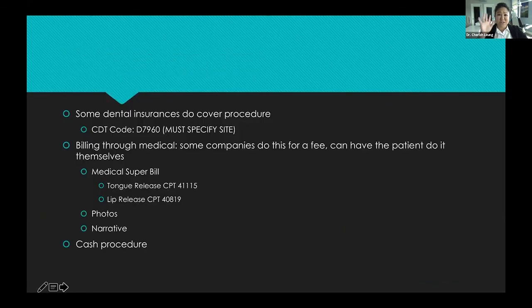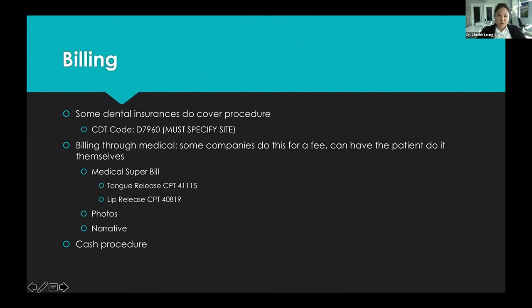So billing and coding, I'll just touch on super quickly. You can do it under dental insurance. Some do cover it. I can't discuss fees here, so if you have any questions, I'm happy to provide guidance for you personally. But basically, they do tend to cover it at a lower rate than medical insurances do. But it is a procedure that you can bill under medical as well. If you're going to bill it under dental, your CDT code is D7960, but you have to specify the site on your form. So make sure you're doing that, or they're not going to pay you.